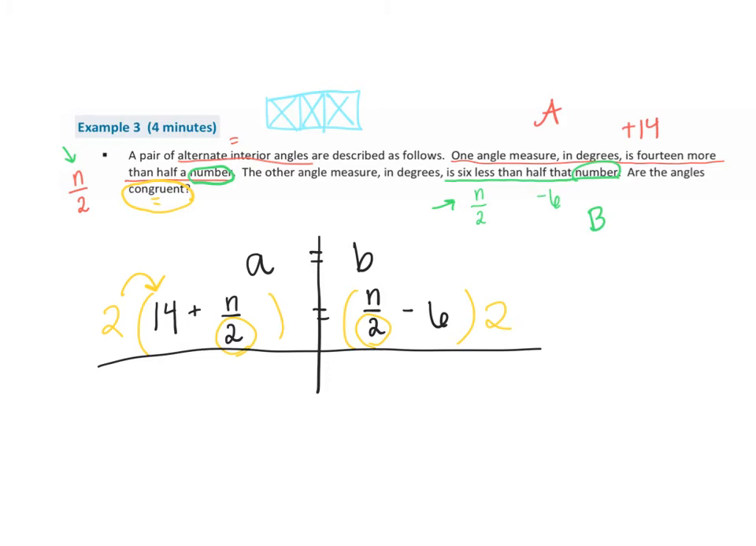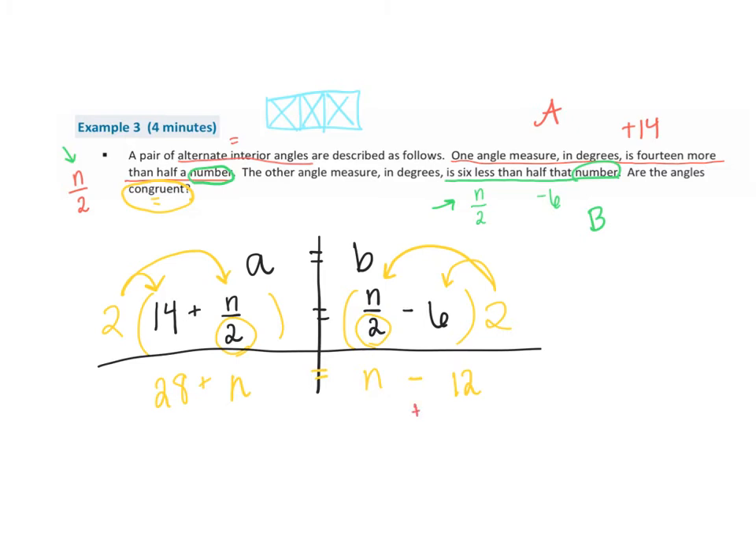2 times 14 is 28. Keep that plus sign, and then 2 times n divided by 2. Those 2's cancel out, so this is just n. On this side, 2 times 6 is 12. 2 times n divided by 2 is n. We keep our subtraction sign. All right, so I have 28 plus n equals n minus 12.